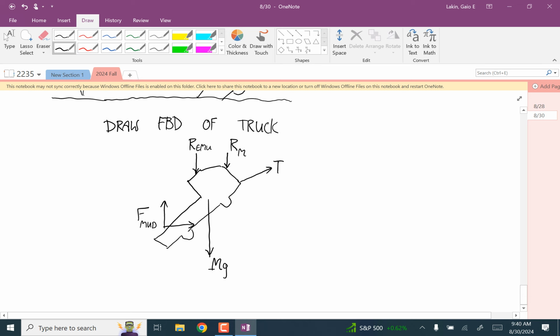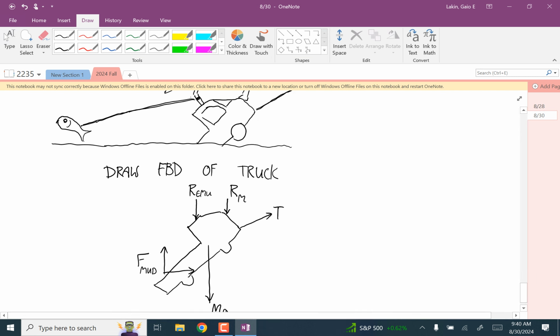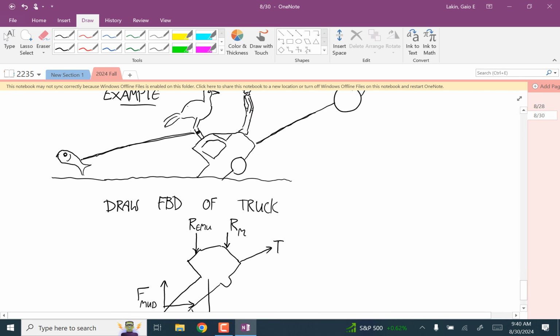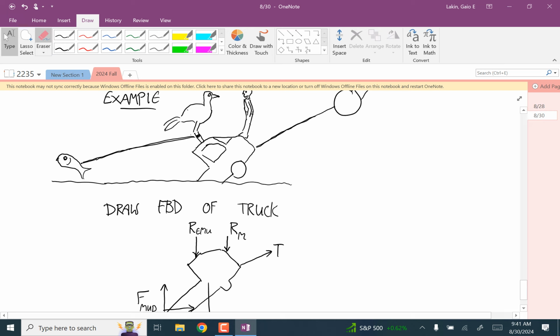Yes? Does the fish not change the angle that the emu is putting force on the truck? Yes, you are right about that. I think we just wouldn't know what this force direction is. That's something we'd have to figure out later.